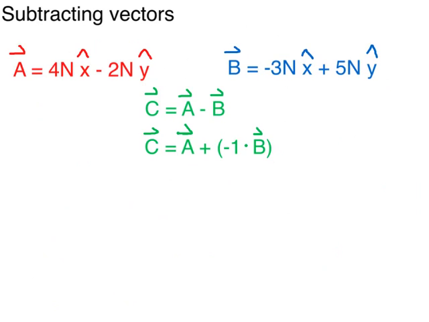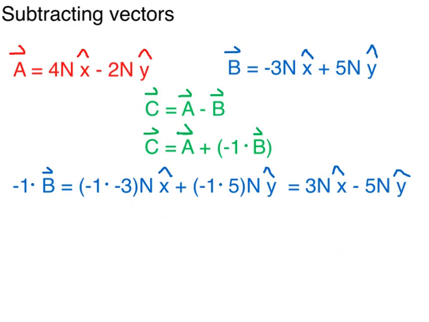Now we know that we can rewrite this expression as a plus the quantity of negative 1 as a scalar multiplied by b. We'll start with a negative 1 times b, which we now know how to do from the previous section. We just distribute the negative 1 to the different components of b. So we have negative 1 times negative 3 for the x component, and negative 1 times 5 for the y component, which gives us a final result of 3 newtons in the x direction and minus 5 newtons in the y direction. Now that we have the vector quantity of negative 1 times b, we're in a position to do the addition. Just as before, we do it component by component.